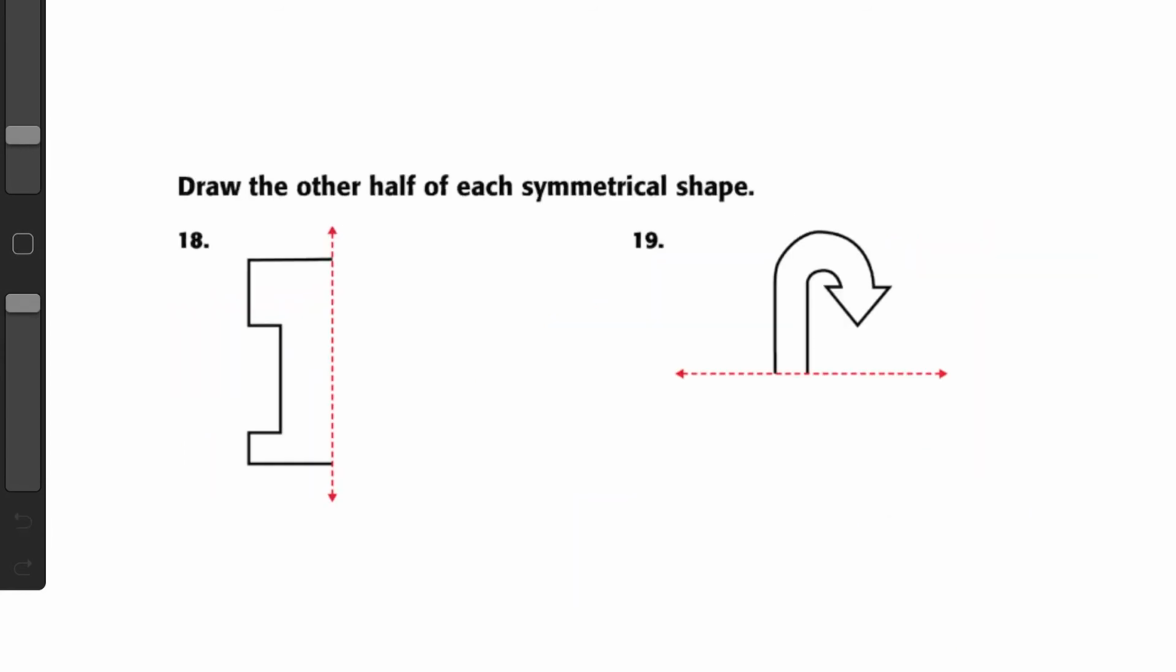Draw the other half of each symmetrical shape. So we need to draw it so that if we put it against a mirror, we would see its other half. So it's gonna look something like that, except not exactly, but sorta. And this one would have to look something like that.